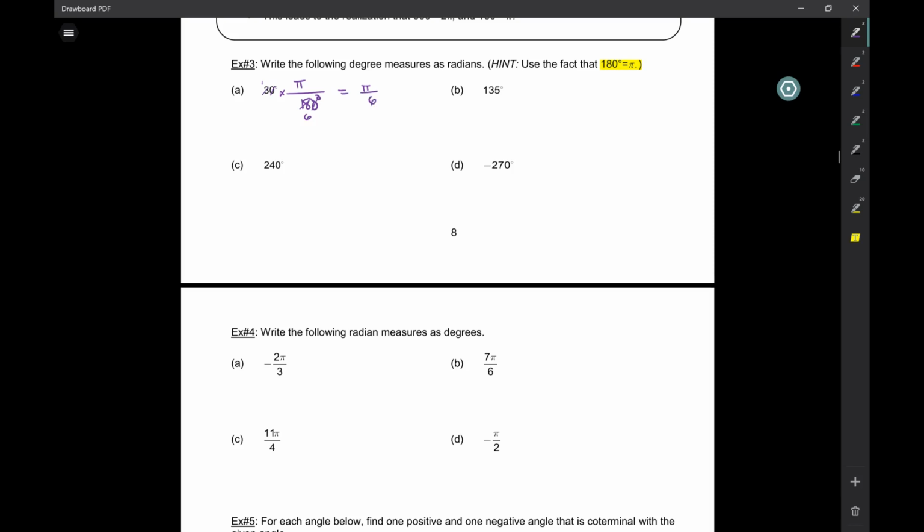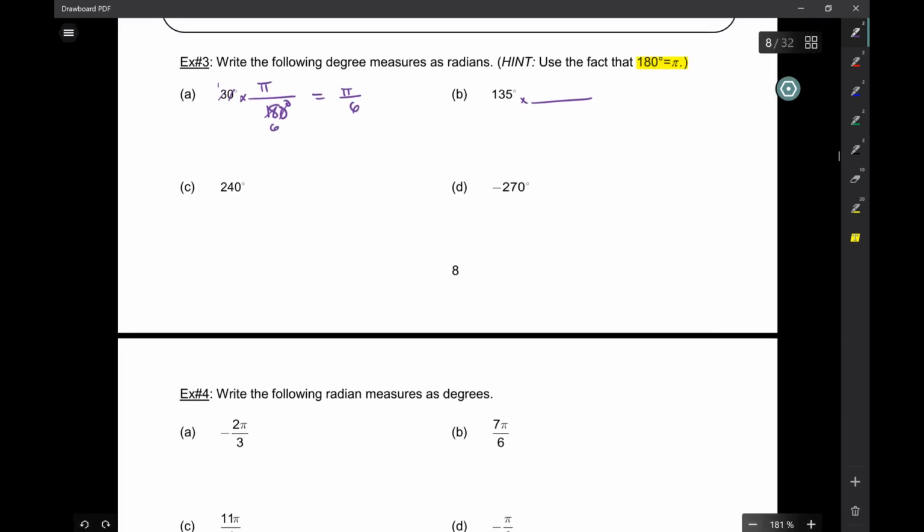Okay, let's do it again here. In B, multiply by a fraction bar. I need to get rid of the degrees, which is on top, so degrees goes on the bottom here. Pi goes on top. Now we're going to simplify the 135 with the 180. And you should be able to do these by hand, by the way, if this shows up in a non-calculator part.